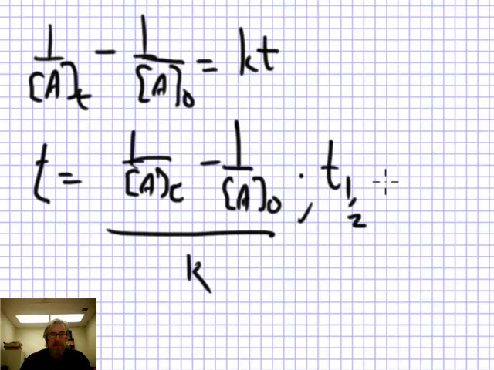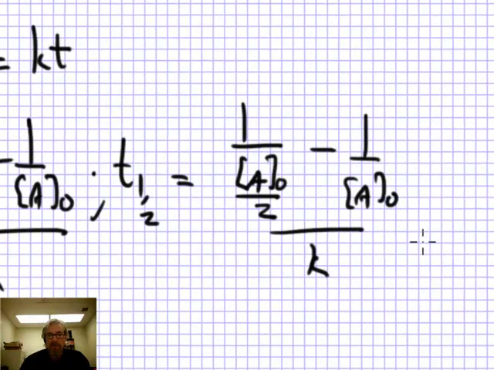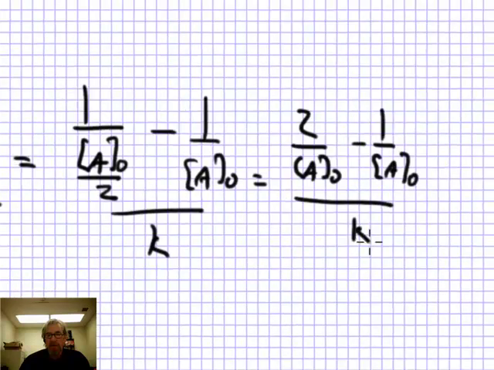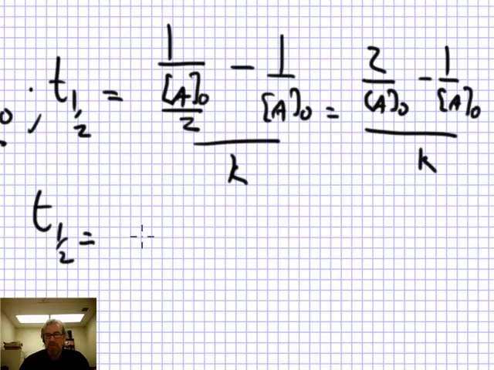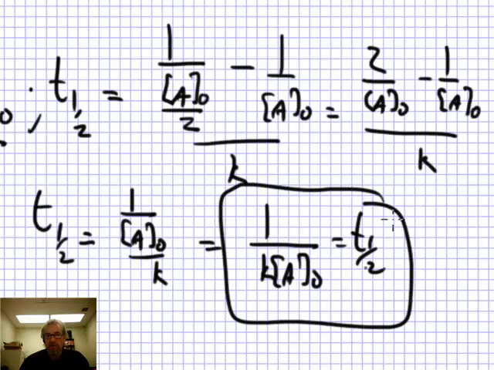So the half-life time is equal to 1 over the concentration at time naught over 2, because half of the initial concentration is the concentration at time t here, minus 1 over concentration of A naught, divided by k. But this could be written as 2 over initial concentration minus 1 over initial concentration, divided by k. So my half-life is equal to 1 over A naught, over k. Or I could rewrite this more simply as 1 over k times A naught. So this is the relationship that tells us what half-life is when I have a second-order reaction.